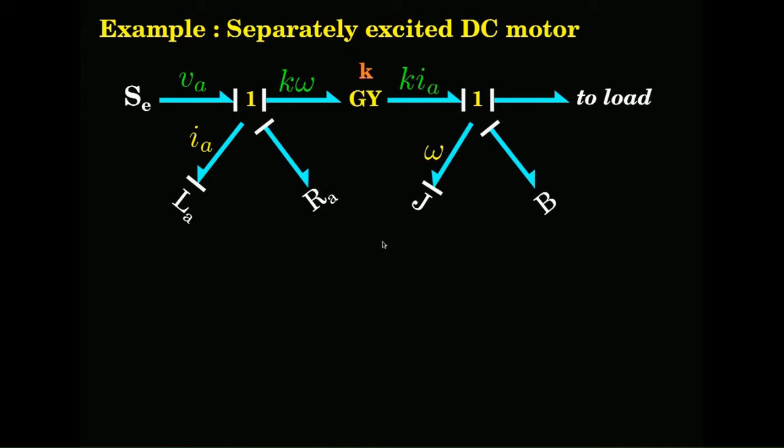Then this side, IA, because what is the flow on this side? The flow on this side is IA because this is a one junction. This is a flow decider. All these bonds here share the same flow. So, this also has IA. So, IA into K, K IA. So, this would be the torque.